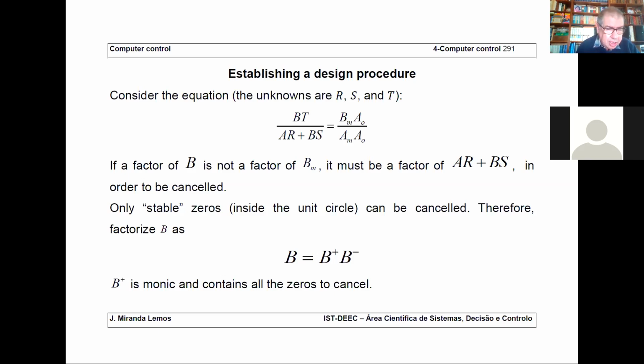So monic simply means that when you write the polynomial organizing the powers of z or q from the highest to the smallest, the first coefficient is always 1. Okay, so I select B plus to be monic. That's a good convention.